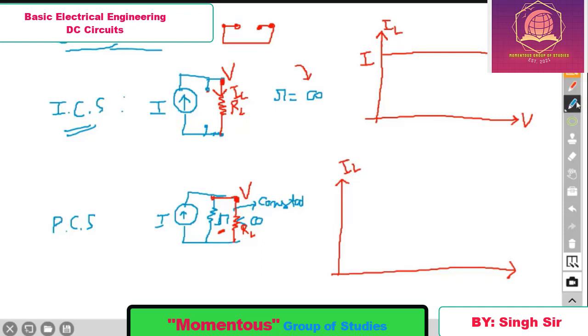Now you can see, if your voltage V is 0, it means there is no RL, so there is no voltage. Or you can say if your V is 0, it is short circuited, so all of the current will flow through it. IL will be your I only. See, if your RL is 0, your V is 0. If you want to make this V 0, if this is short circuited, then all of the current will flow through the short circuited path.